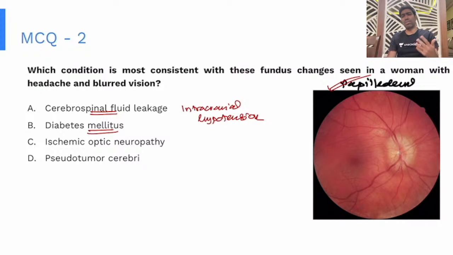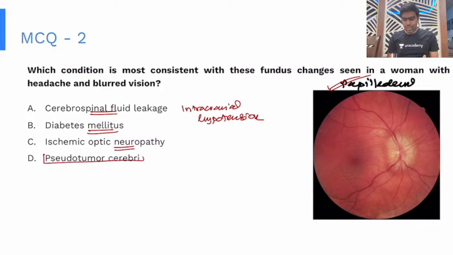In diabetes, you're going to see more of your microaneurysms, which is going to manifest as dot blot hemorrhages. You can see cotton wool spots, you can see hard exudates, and you can see neovascularization, and you can see macular edema, but it's not papilledema. That's a common finding, isn't it? So that's not a possibility. In ischemic optic neuropathy, you're going to see a different picture. Okay, you're not going to see papilledema though.